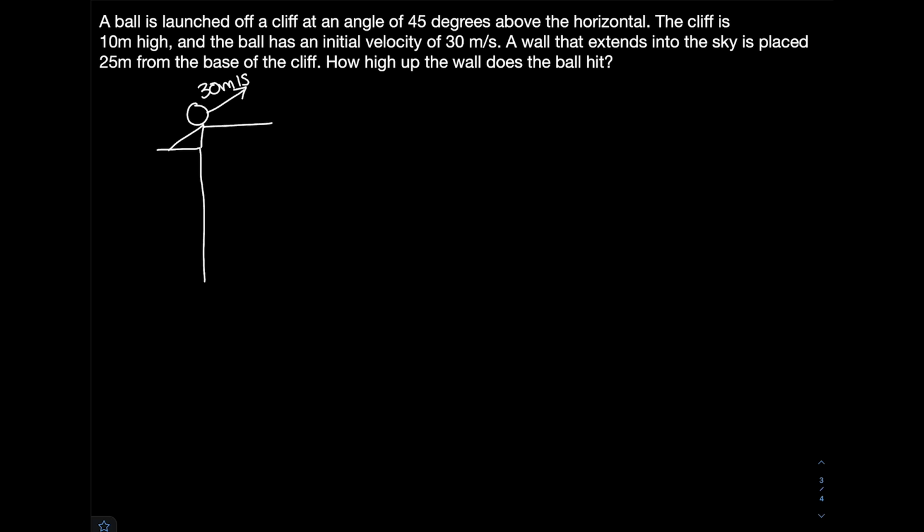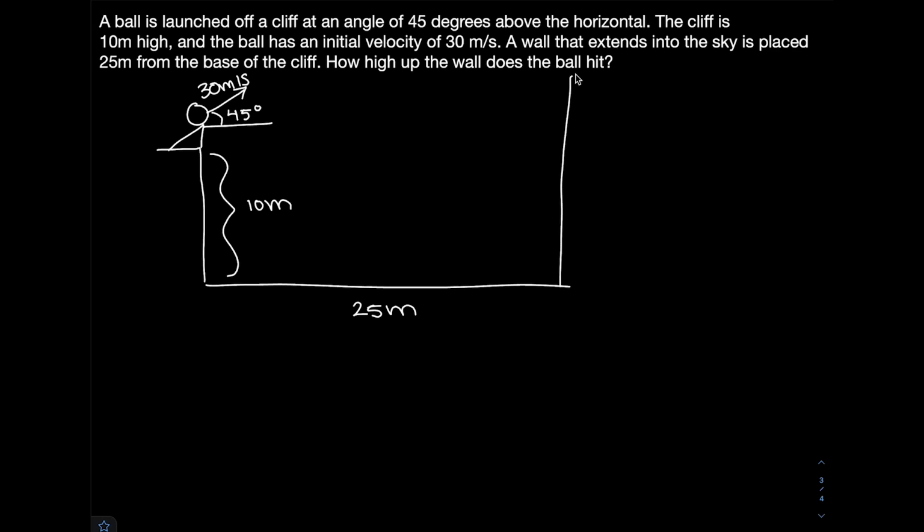And this angle here is 45 degrees. This distance that the cliff is above the ground is 10 meters. And we know that it travels in the horizontal 25 meters because there is a wall that is extending into the sky that is going to intercept the ball. So what we want to find in this question is the delta y in this case, once the ball has reached the 25 meter displacement in the x direction.